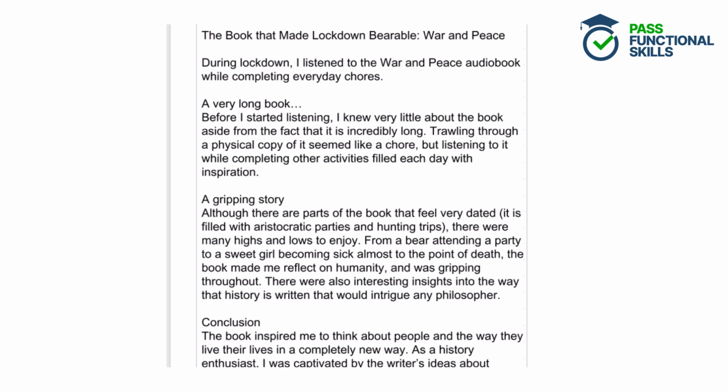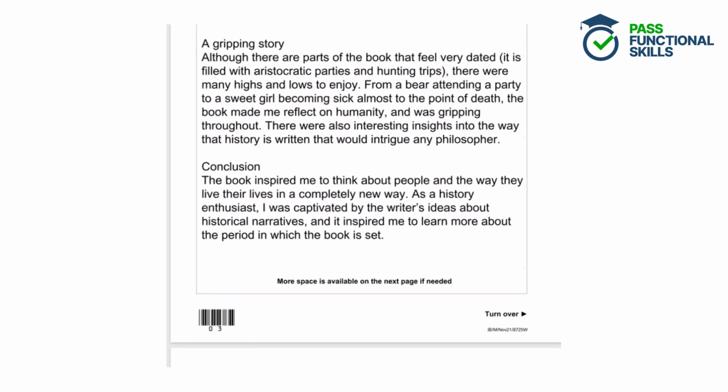A gripping story. Although there are parts of the book that feel very dated, it is filled with aristocratic parties and hunting trips. There were many highs and lows to enjoy. From a bear attending a party to a sweet girl becoming sick almost to the point of death, the book made me reflect on humanity and was gripping throughout. There were also interesting insights into the way that history is written that would intrigue any philosopher. Conclusion. The book inspired me to think about people and the way they live their lives in a completely new way. As a history enthusiast, I was captivated by the writer's ideas about historical narratives, and it inspired me to learn more about the period in which the book is set.